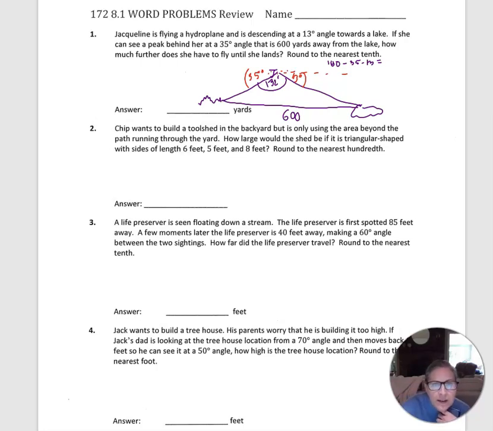How much further does she have to fly until she lands? Okay. This is another kind of geometry thing that you should have learned in geometry, which is like math 1, math 2, math 3. But this angle is 35 degrees and it is congruent to this angle. So that means this is also 35 degrees. Same thing over here. This is 13 degrees. So that means this angle is also 13 degrees.